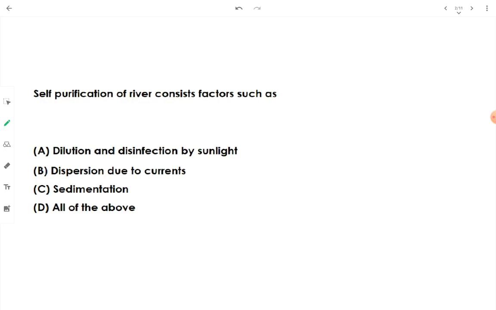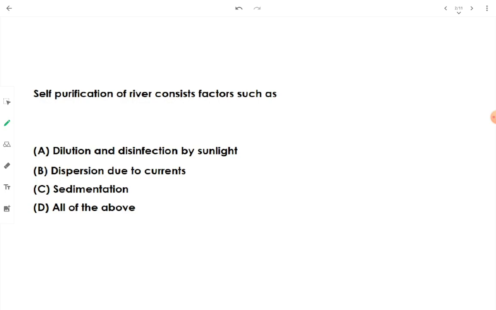See, when we are talking about self-purification of river, there are several factors such as dilution, sunlight, dispersion, sedimentation, oxidation, reduction and effect of temperature. Now let's see one by one how these factors are helping in self-purification of river. See, the first factor, that is dilution.